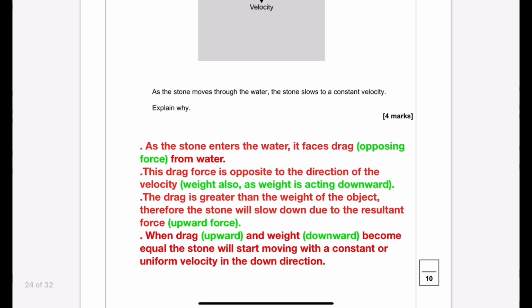When the upward drag force and the weight, which is the downward force, become equal, the stone will start moving with a constant or uniform velocity in the downward direction. The student needs to mention these 4 points to get 4 marks in this question.